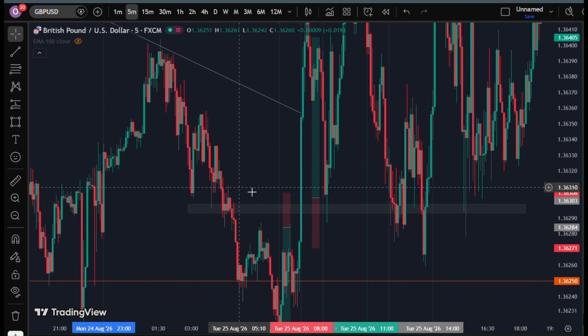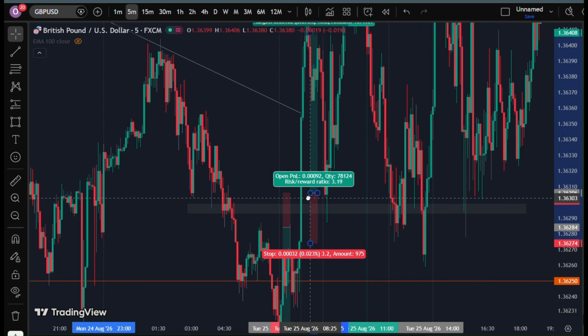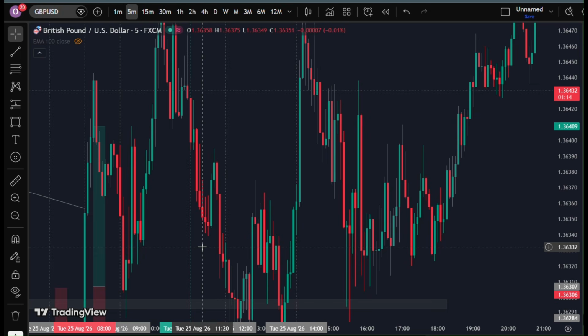I just took it from here. I would have taken it here also. At this point, I would have stopped price, but I just took it from here again. Just a rough estimate. I just did it. No confirmation entries over there.